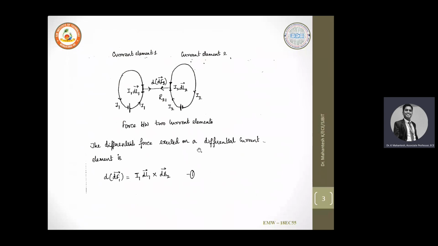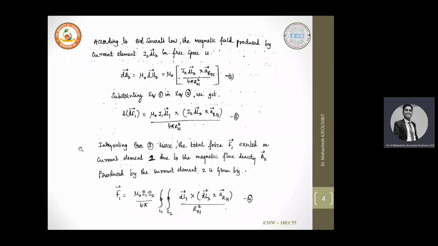This equation was obtained in our previous video. According to the Biot-Savart law, the magnetic field produced by current element I2 dl2 in free space is given by dB2 = mu naught dH2 = mu naught I2 dl2 cross a_R21 divided by 4 pi R21 square, where a_R21 is the unit vector from conductor 2 to conductor 1.